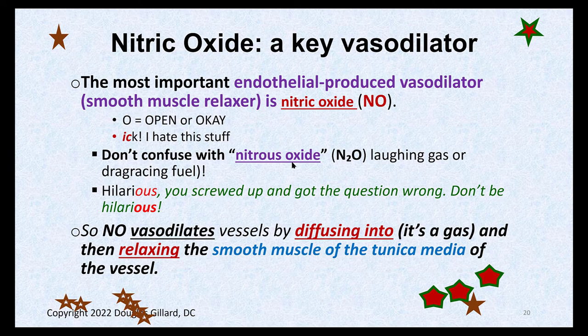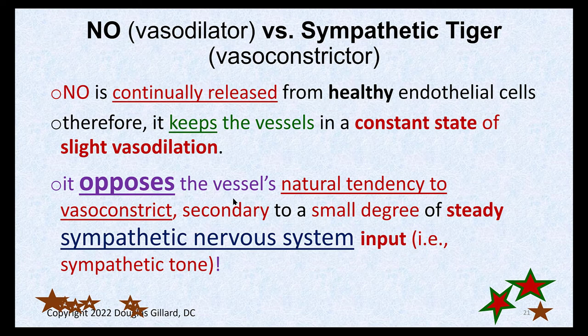Nitrous oxide is not released by endothelial cells. In fact, it's the laughing gas, the stuff that the dentists use, or a different form of it can be used as drag racing fuel. So don't be hilarious and get these two wrong. Nitrous, hilarious. Nitrous oxide does not have anything to do with endothelial cells. Nitric oxide diffuses into the tunica media and causes the tunica media muscles to relax, and that opens up the barrel of the blood vessel and causes the blood to flow better.